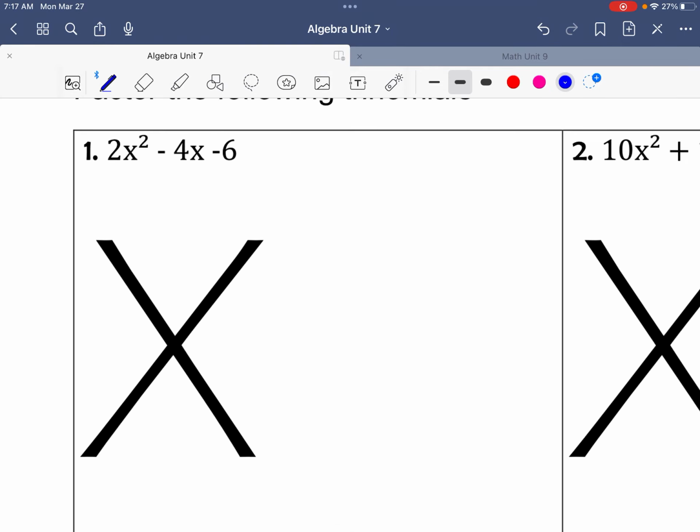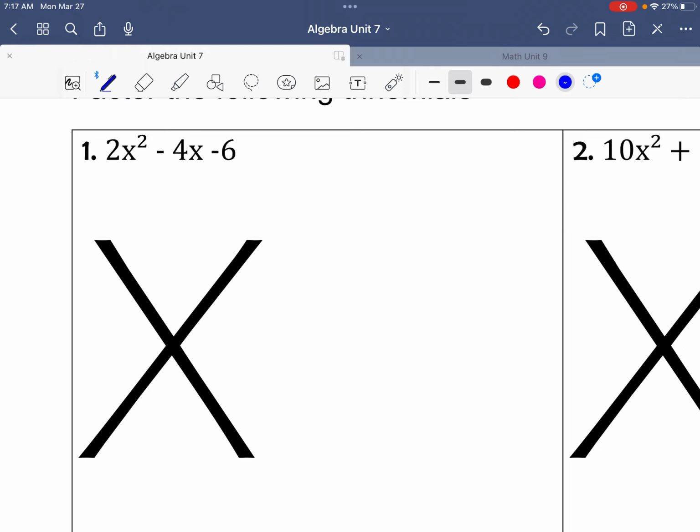So number one is 2x squared minus 4x minus 6. The way I use this x, and again, it's just for organizational purposes, it's not like you can get it wrong. The way I use this x is I put the middle term in the top of the x. So negative 4 goes here. Then I multiply the first and last terms and put them in the bottom. So 2 times negative 6 is negative 12, and that goes in the bottom of the x. Again, just an organizational method. You don't have to do it exactly like I do it.